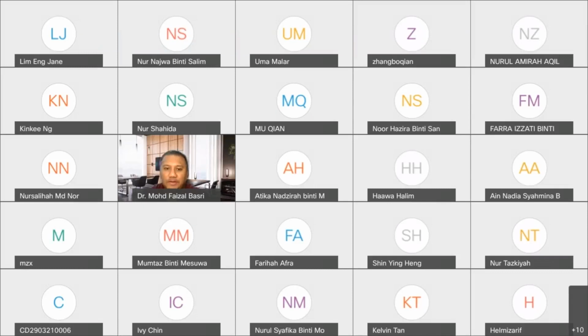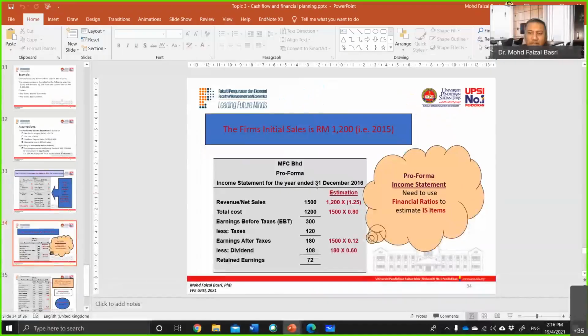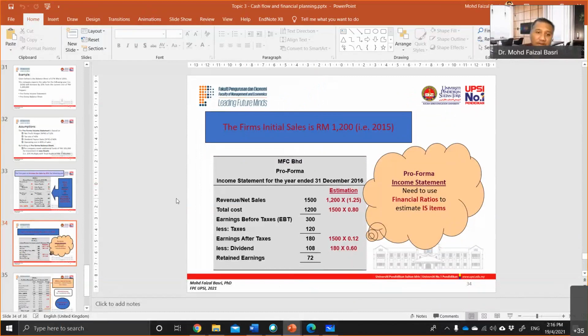So for today, first we're going to continue our lecture and also our discussion related to Proforma statements. Share with you what we've done so far based on last week's discussion. So this is the final part of the topic of cash flow and financial planning. So this is our final statement, which is called the Proforma statements.